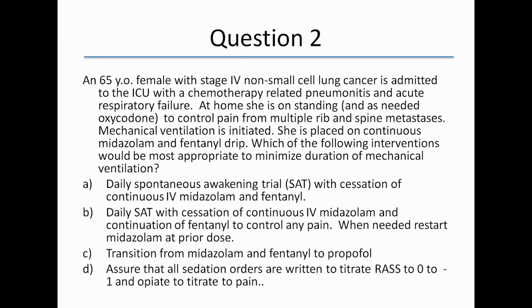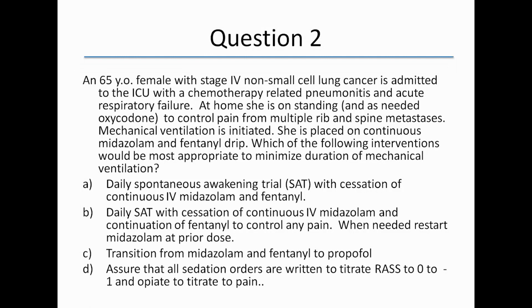Question number 2. A 65-year-old female with stage 4 non-small cell lung cancer is admitted to the ICU with chemotherapy-related pneumonitis and acute respiratory failure. At home, she is on standing and, as needed, oxycodone to control pain from multiple rib fractures and spine metastases. Mechanical ventilation is initiated. She is placed on continuous midazolam and fentanyl drip. Which of the following interventions would be most appropriate to minimize duration of mechanical ventilation?